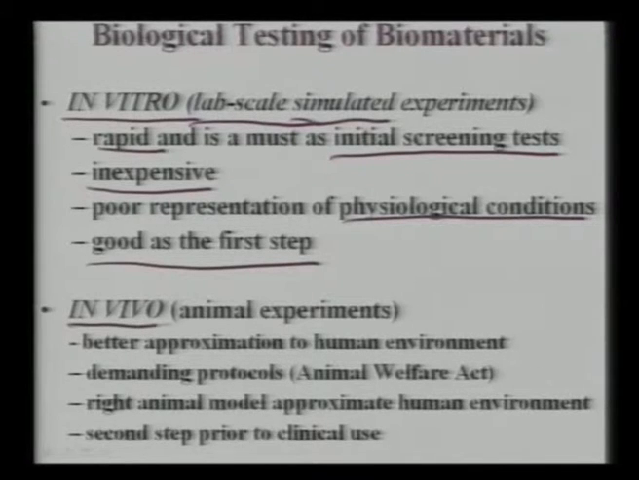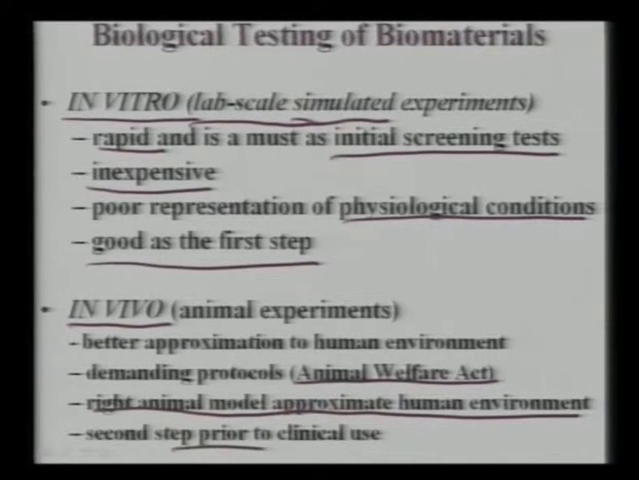So that is what is meant by the different in vivo animal models that you really want to use. Now, it has demanding protocols like the Animal Welfare Act that you have to follow. You also have to get the clearance of the ethical committee and so on. The right animal model approximates the human environment, and it is the second step prior to clinical use. Clinical use means in human beings.